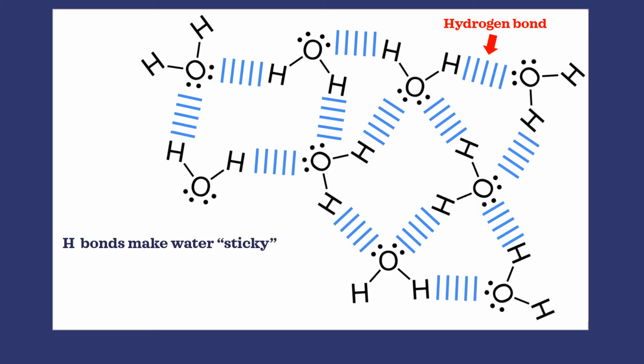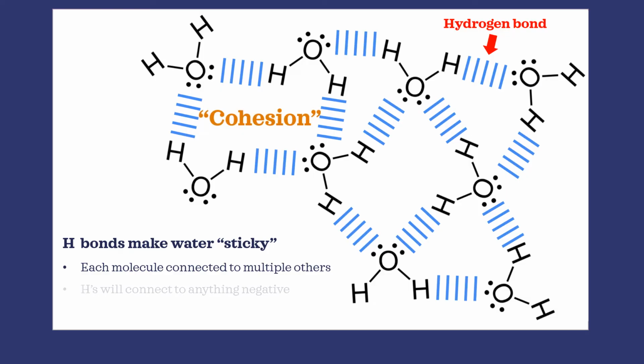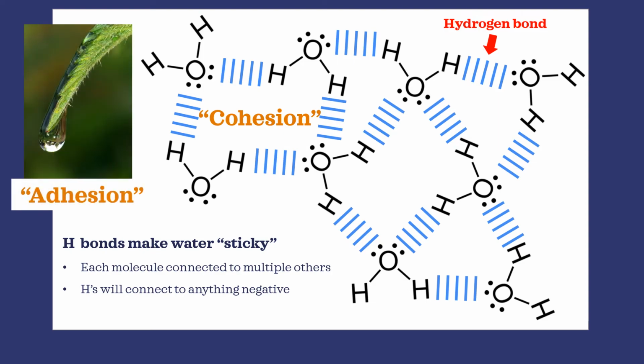Hydrogen bonds make water sticky because each molecule is connected to potentially every neighbor in all directions. The water molecules stick to each other, that's called cohesion, but they also stick to anything with a negative or partial negative charge. When water sticks to something that isn't another water molecule, that's called adhesion. The dewdrop in this photo adheres to the leaf. This dewdrop resists gravity because it is hydrogen bonded to the underside of the leaf.